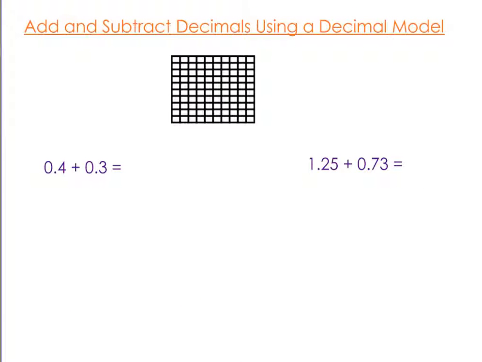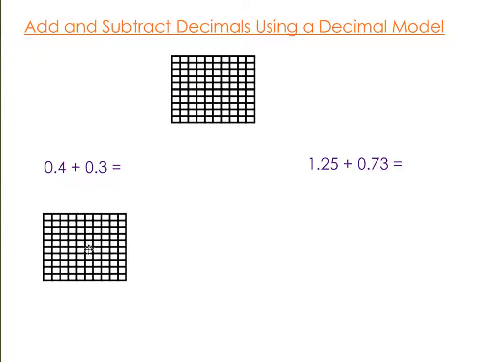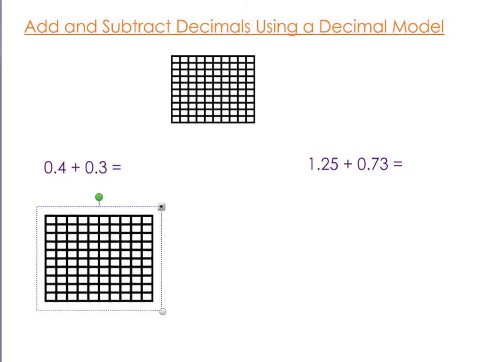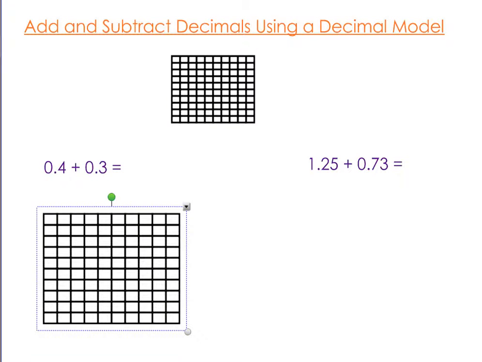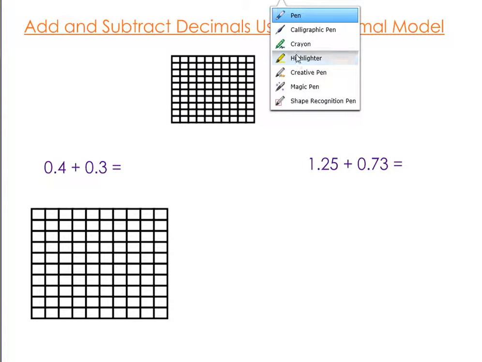Now let's see how to add and subtract decimals using a decimal model. We're going to start with 1 decimal model here. I'm going to enlarge that so you can see it a little better. And what we're going to do is some shading. I am going to use a highlighter because it will cover a larger space quicker.